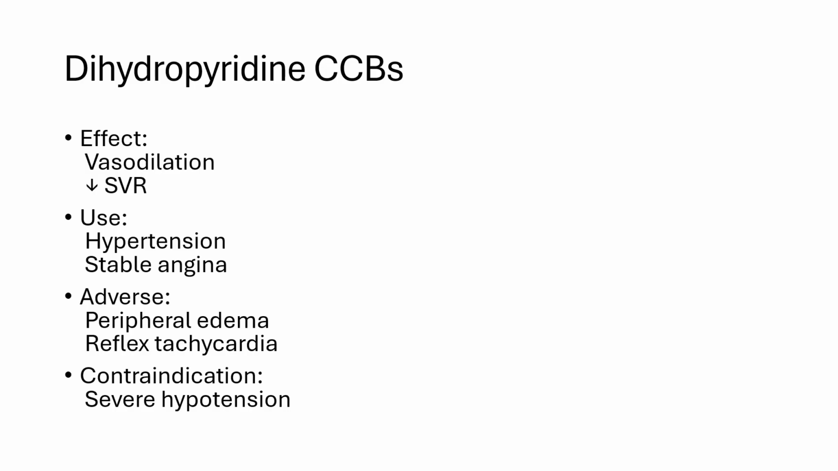The primary contraindication is severe hypotension, since these agents further reduce vascular resistance. Clinically, if a patient has hypertension without significant conduction abnormalities, a dihydropyridine calcium channel blocker is often a reasonable first-line or add-on agent, particularly when vasodilation is desired without significant effects on heart rate.